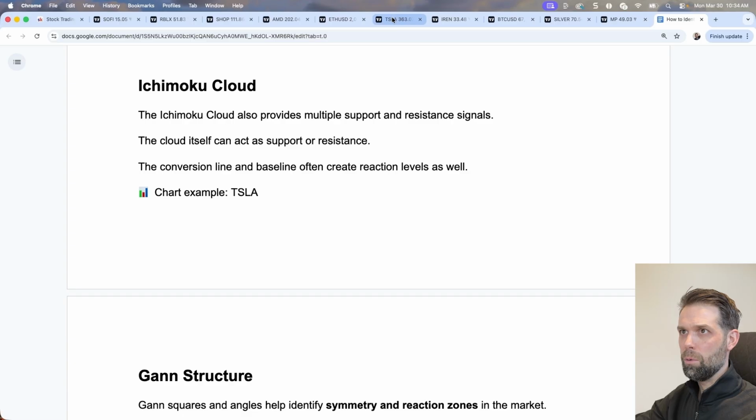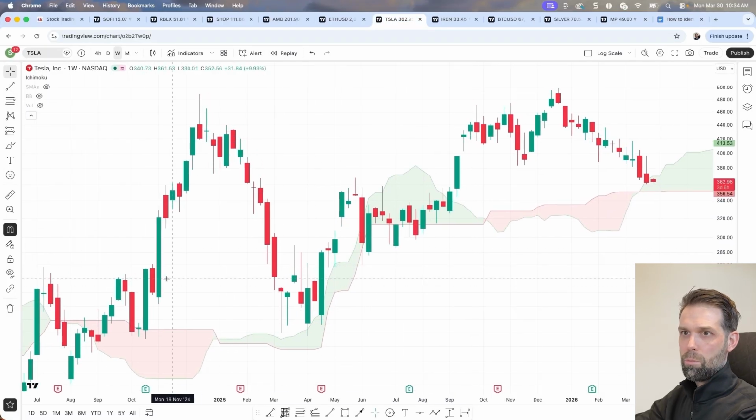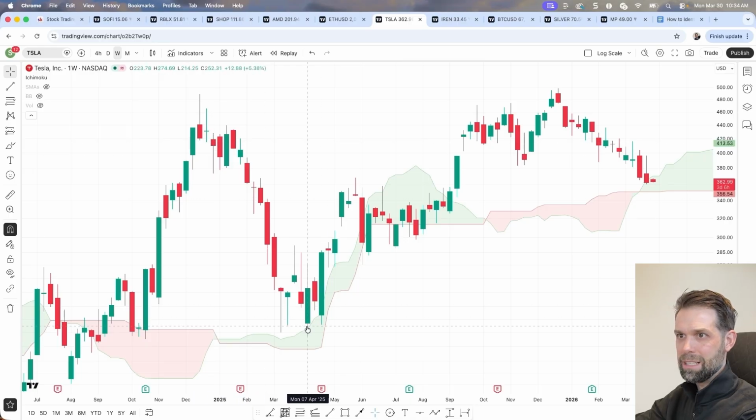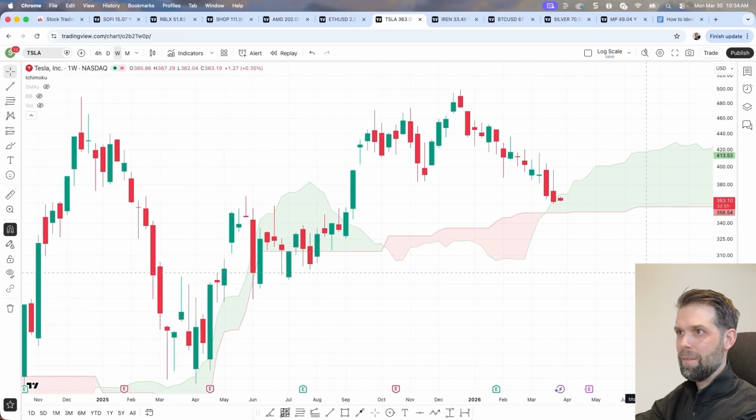So for this example, we've got Tesla on the chart, and we can just see here that when price broke out and did a big backtest back to this cloud area, this cloud acted as support, and this was a good support entry area for Tesla. And currently, where we are in the present time, the end of March 2026, Tesla has also done a breakout, consolidated at resistance, and is backtesting the cloud at the moment.